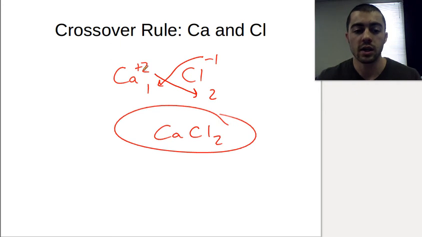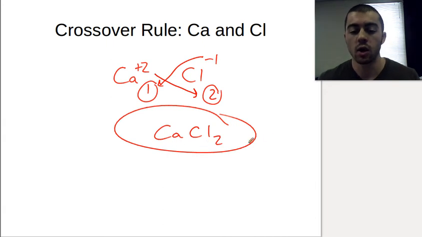So again, we just take the charge of each element using our charge rules. You can just look these up in the periodic table really, and then cross them down to get the subscripts. So the 2 from the calcium comes down here as the subscript for the chlorine, and the 1 for the chlorine comes down here as the subscript for the calcium. Again, we don't write the 1s in this formula, so calcium chloride CaCl2 would be our final answer here.